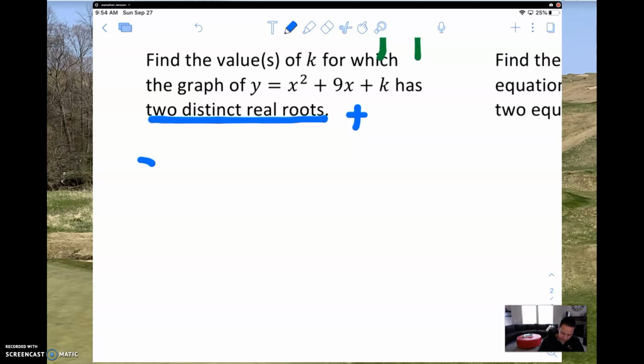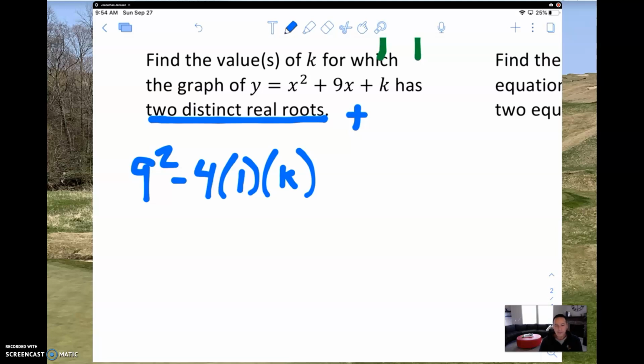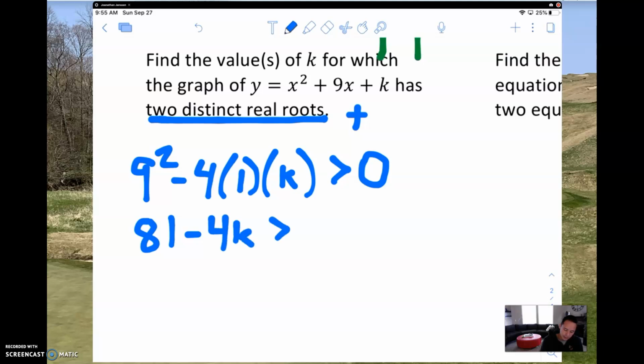Formula for that is b squared, so that's 9 squared, minus 4 times a, and our c in this case is just k. And because it has to have 2 distinct real roots, it has to be positive. And another way of thinking of positive is it has to be greater than 0. So I'm going to set it as an inequality greater than 0. Then we'll simplify it. So we have 81 minus 4k is bigger than 0.